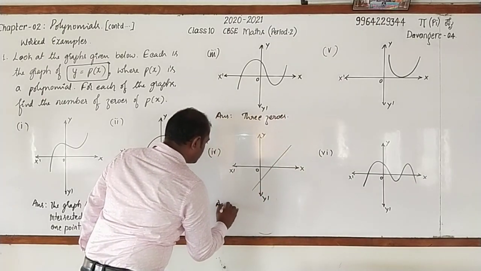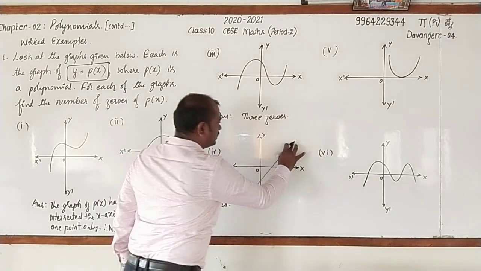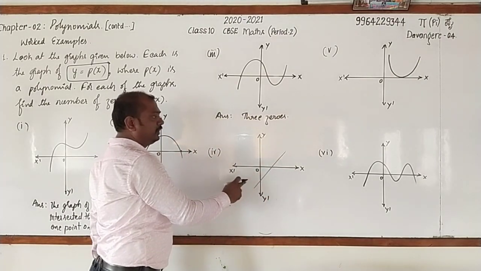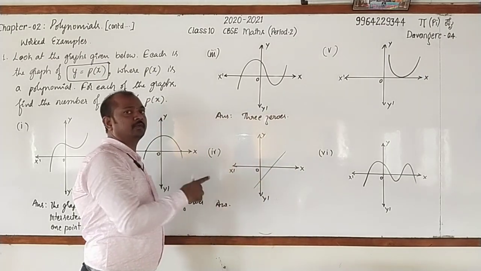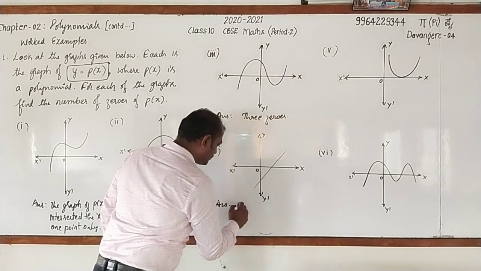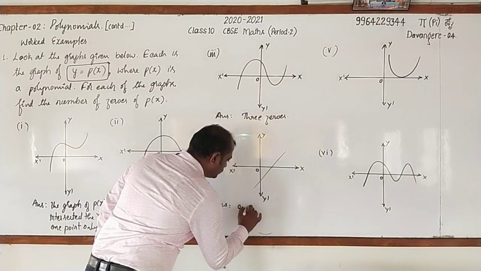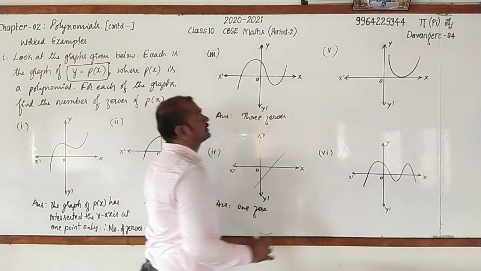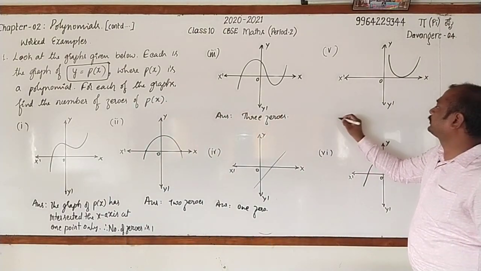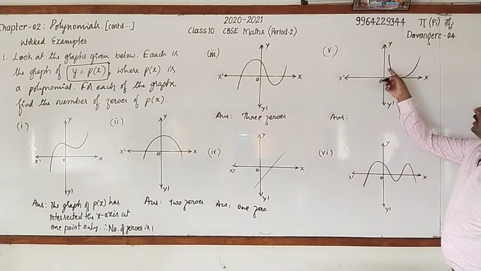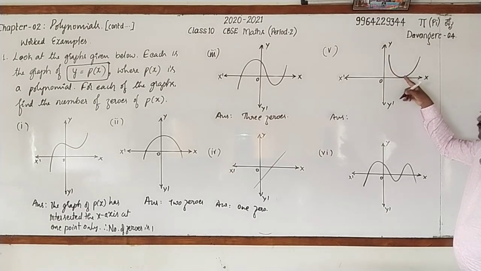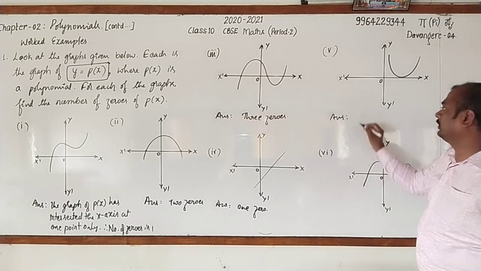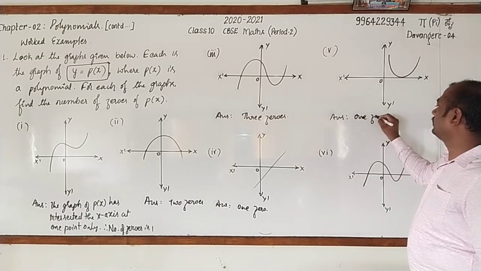Next, fourth one. Here, the graph of the given polynomial has intersected the x-axis at only one point. Therefore, we can say that it is only 1 zero. Next, whereas the fifth one, the graph of the polynomial has met the x-axis at only one point. Therefore, the number of zeros will be 1.